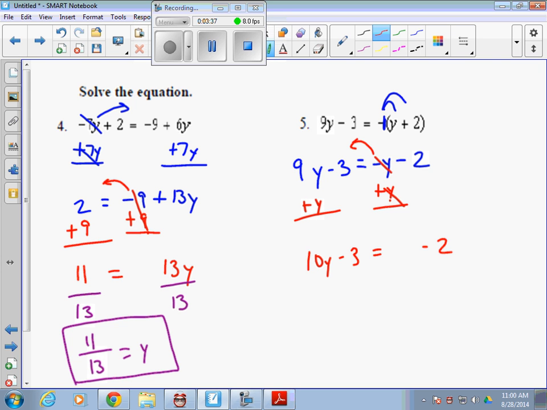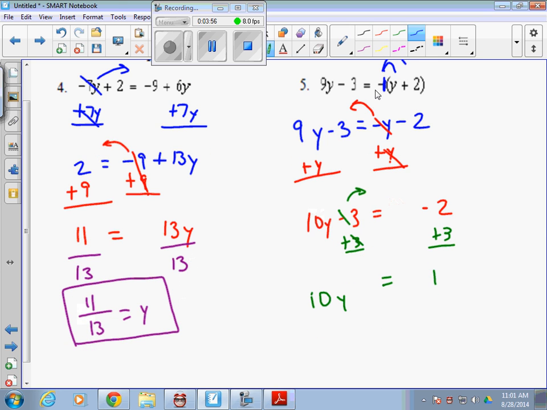Since you brought all your y's to the left, bring your negative 3 to the opposite side. That means minus 3. If you want to undo minus 3, you add 3. If you add it to the left, add it to the right. Negative 2 plus 3 is positive 1. You still have 10y on the left. This part cancels out. Get y by itself by dividing by 10. If you divide by 10 on the left, do likewise on the right. y equals 1 over 10.